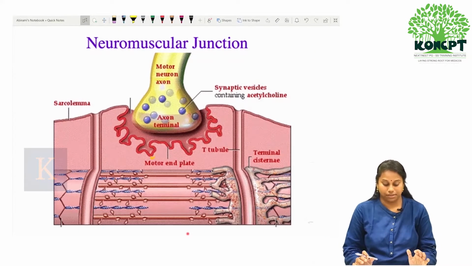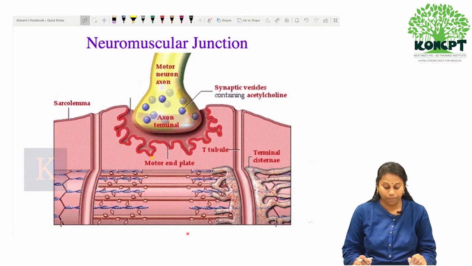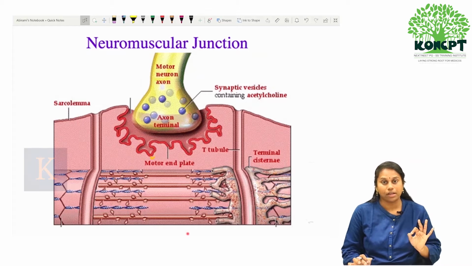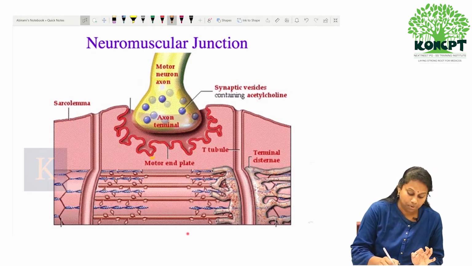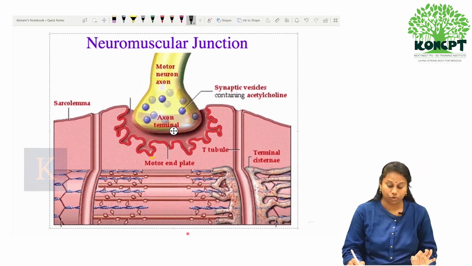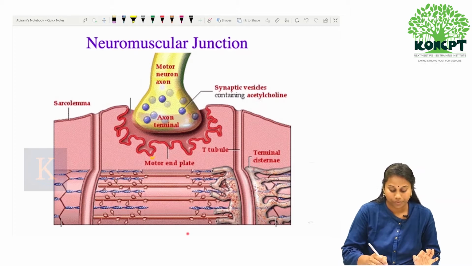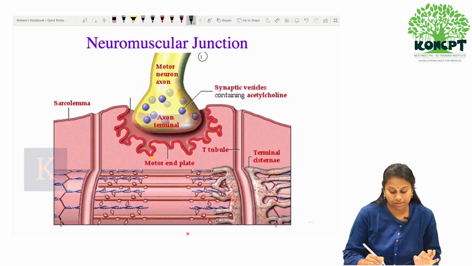So, let us deal with the neuromuscular junction now. What is the neuromuscular junction? The junction between a motor neuron and the muscle fiber is called the neuromuscular junction. And let us learn about the events that take place in the neuromuscular junction. So, what is the first thing that happens?